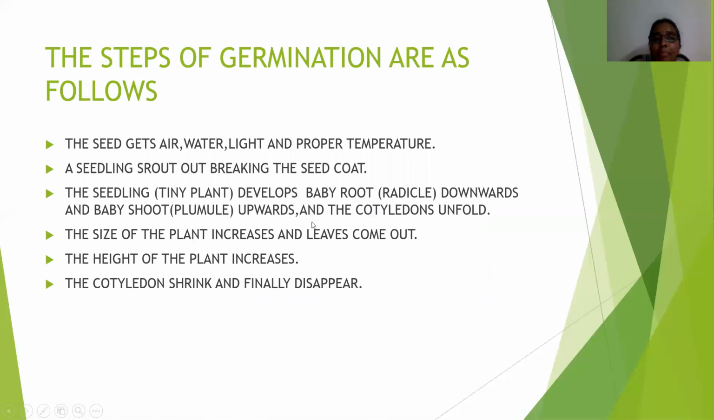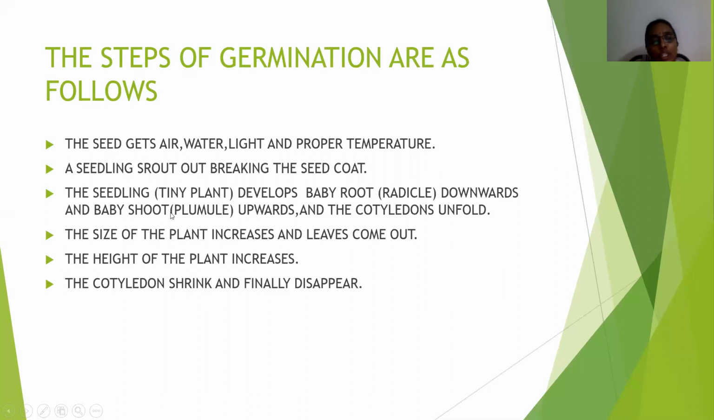Already we have seen the diagram. The seed gets air, water, and light at a proper temperature, and also, as I said, quality soil. These are all the conditions required for seed germination. So the seedling sprouts out, breaking the seed coat, as we already observed in the diagram. The seedling, the tiny plant, develops the baby root, which is called the radicle, downwards, and it takes support from the soil for further development and growth.